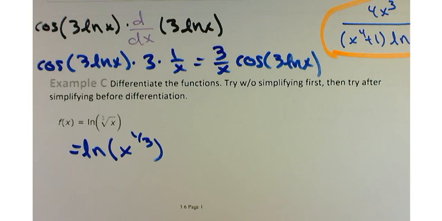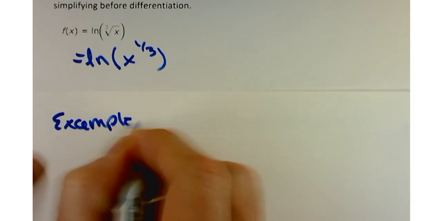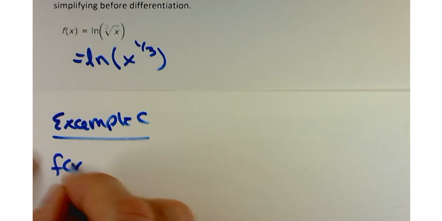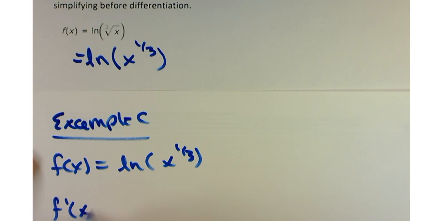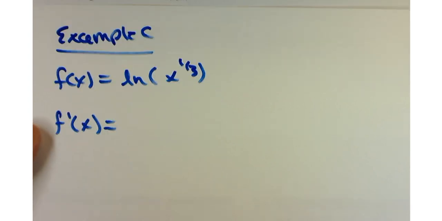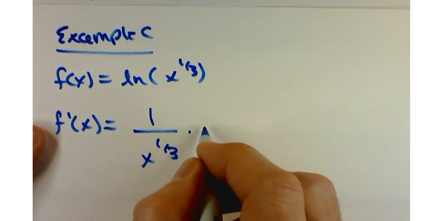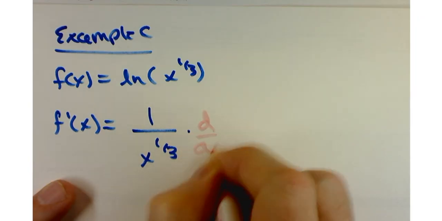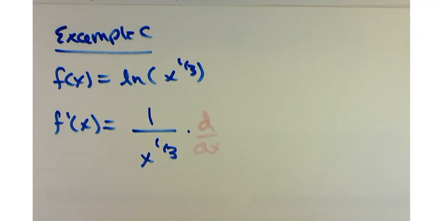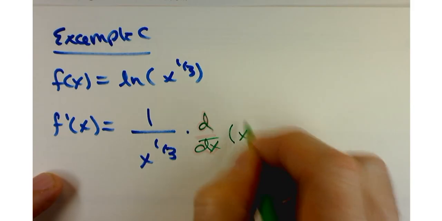So, let's see. I'm going to do that over here in a new sheet. So, example C. F of x is ln of x to the 1/3. F prime of x, that's going to be 1 over x to the 1/3 times the derivative of x to the 1/3. And this thing is out of ink. Let's try this one. D by dx of x to the 1/3.